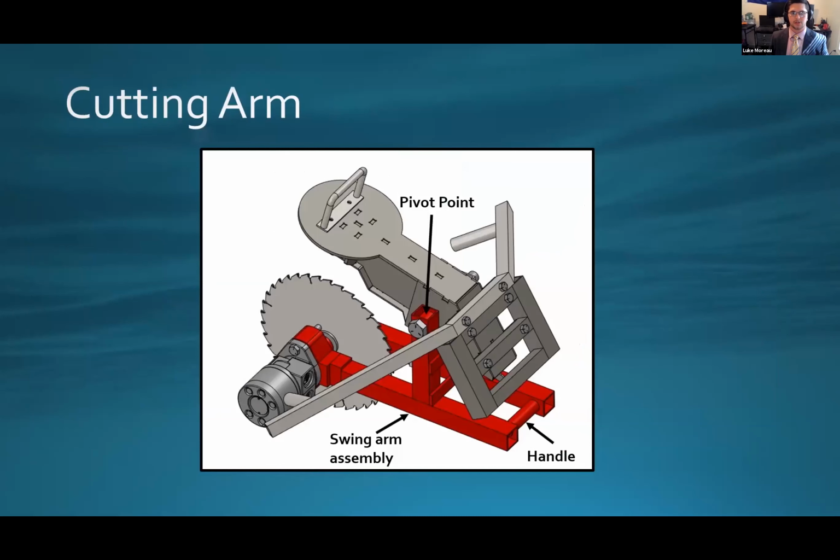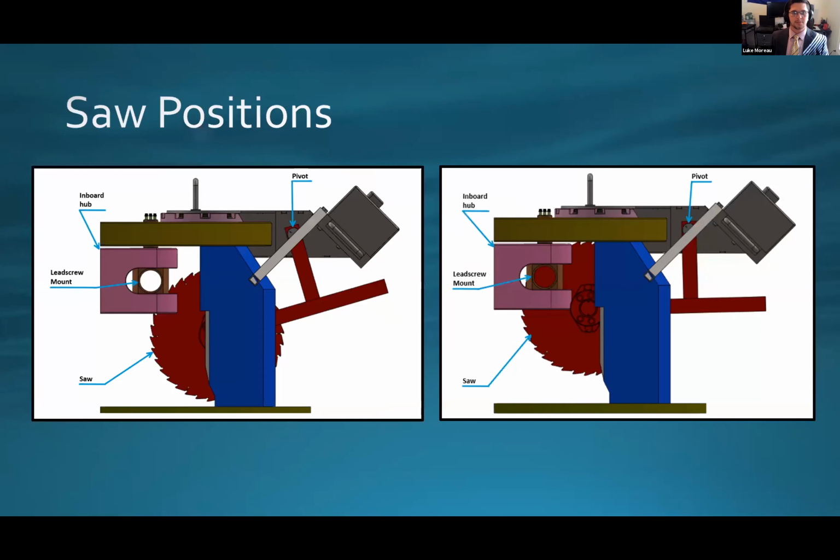Now we can talk about the pivot point and the swing arm assembly. The handle is what the ROV would push to actually push the saw into the lead screw. I want to show y'all how this works in coming images. If you look at the image on the left, you can see the inboard hub called out. The inboard hub is something we do not want to damage.